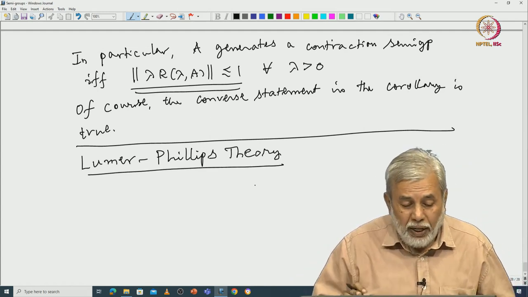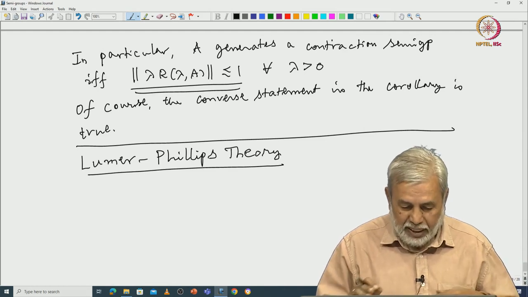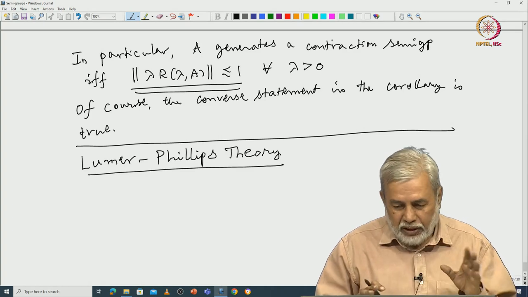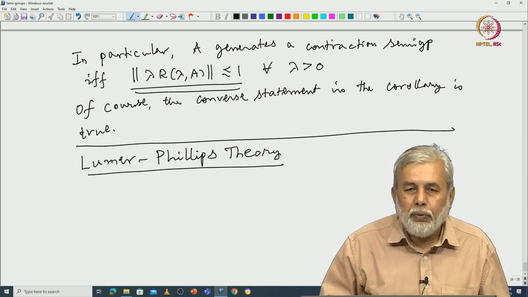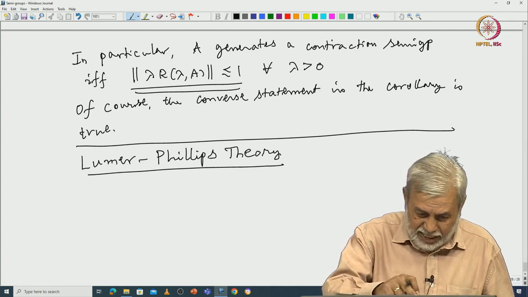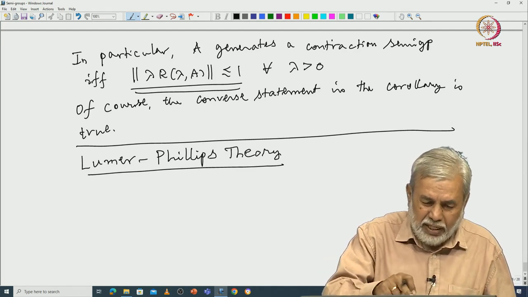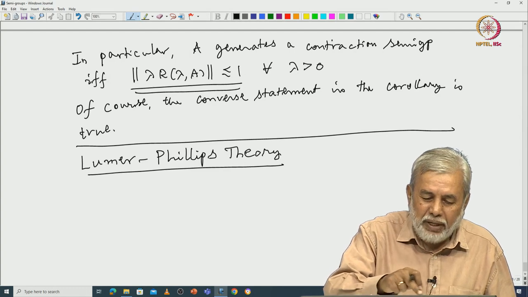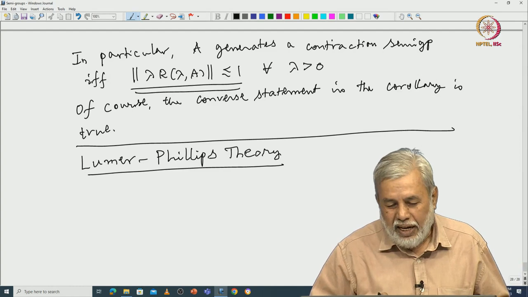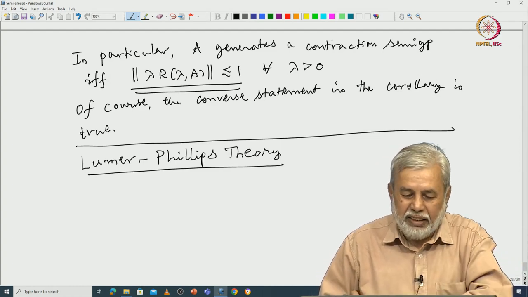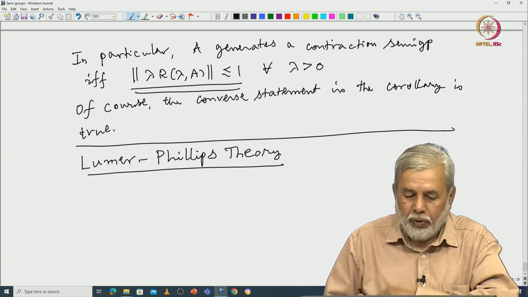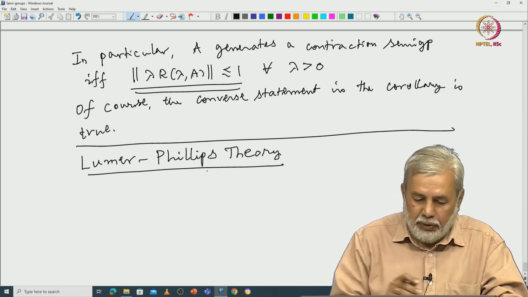So, from a complicated statement in the Hille-Yosida theorem, we are now reducing the hypothesis to simple verifiable conditions. Of course, these are also conditions on the operator A, but they involve the resolvent. Resolvent is always a difficult thing to handle. Okay. So, let me start with a definition.